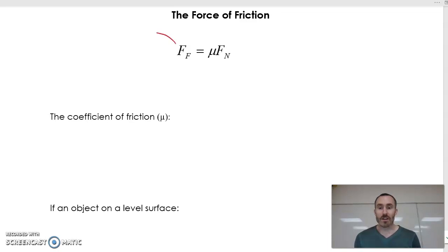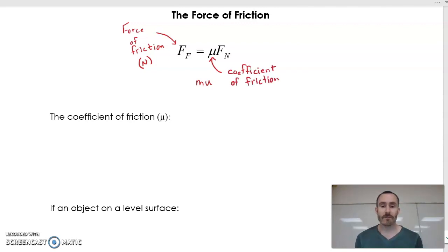This is the force of friction, and as with every force, it is in newtons. This strange letter over here is the Greek letter mu, and it is the coefficient of friction. It's basically a number that tells you how easy or difficult it is for two surfaces to slide past each other.